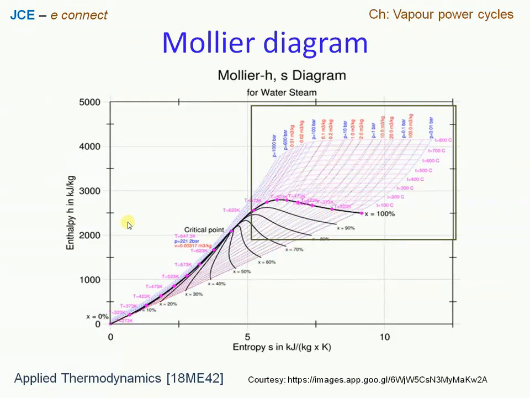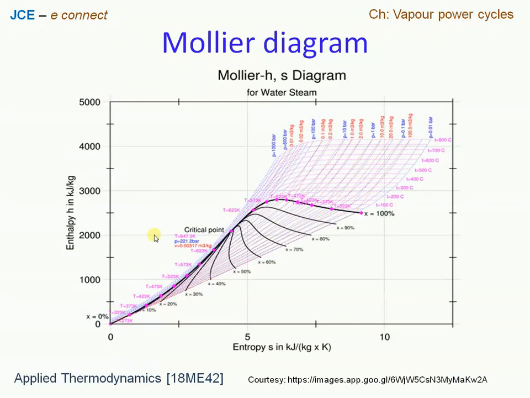Likewise, when we look at the y-axis, we have enthalpy, and we see that enthalpy is varying from 0 all the way up to 5000 kilojoule per kg, and entropy is varying from 0 all the way up to 12.5 kilojoule per kg Kelvin. Now let's proceed by taking one example to demonstrate how exactly one can interpret the data from the Mollier diagram.